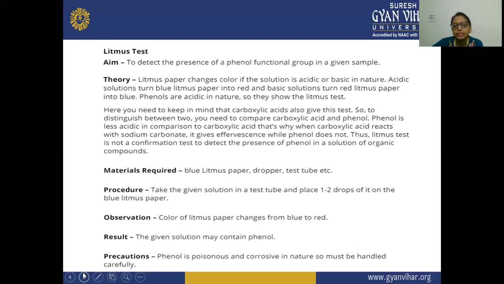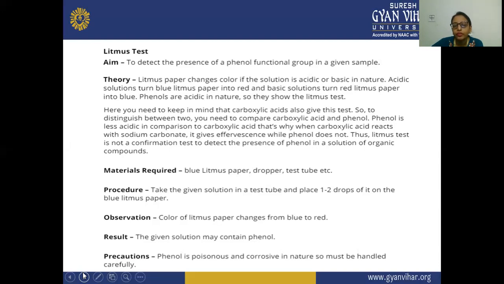Phenols are less acidic in comparison to carboxylic acids. That is why when carboxylic acid reacts with sodium carbonate, it gives effervescence, while phenol does not. Because carboxylic acids are more acidic than phenol, if we react a carboxylic acid with sodium carbonate solution, it will give effervescence. There will be bubbles.